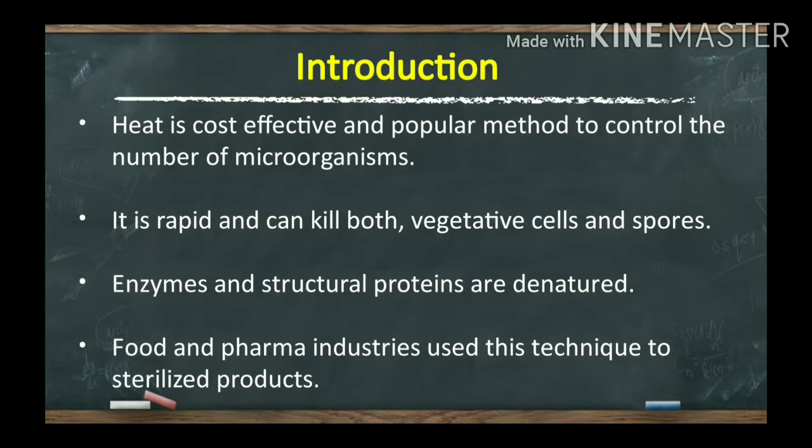We know that heat is a very effective and popular method to control the number of microorganisms. It is cost effective and rapid compared to any other physical sterilizing agent. It's possible to kill vegetative cells as well as comparatively tough endospores. For this reason, various food and pharmaceutical industries use this technique to control the number of microorganisms.